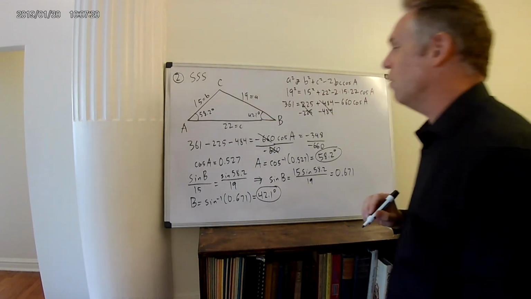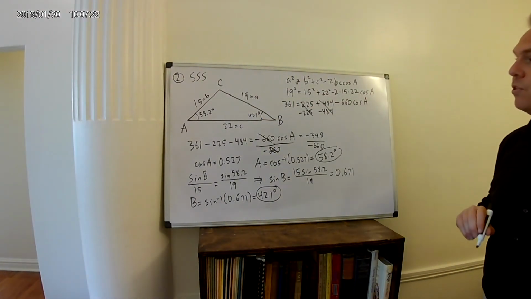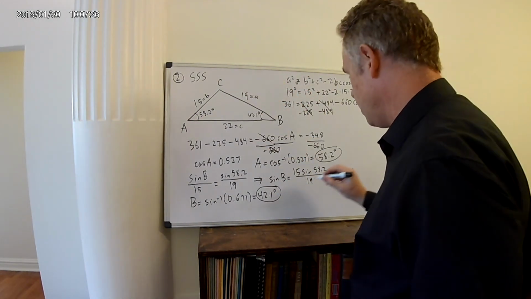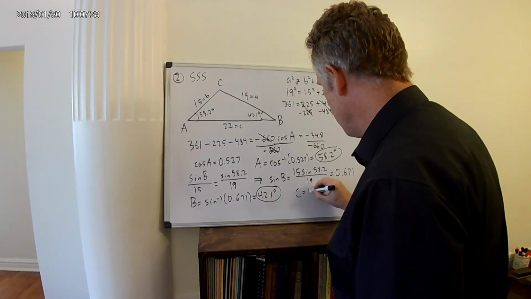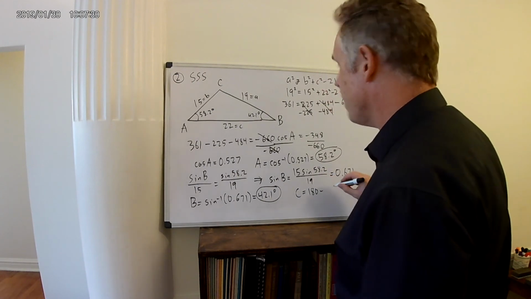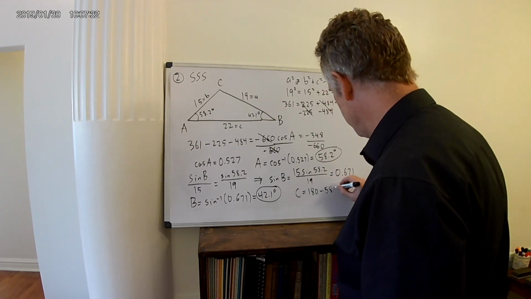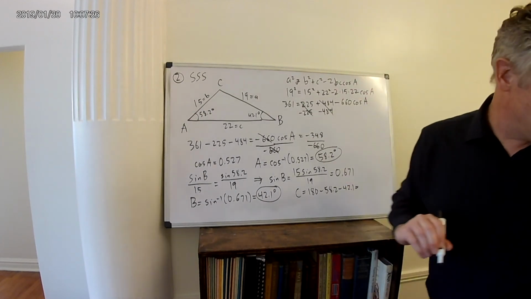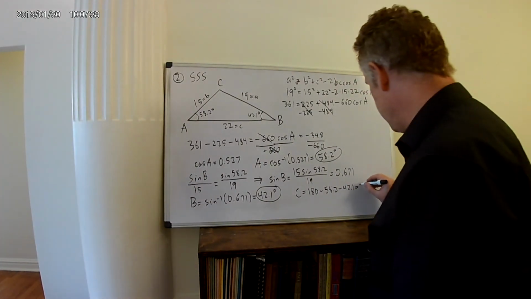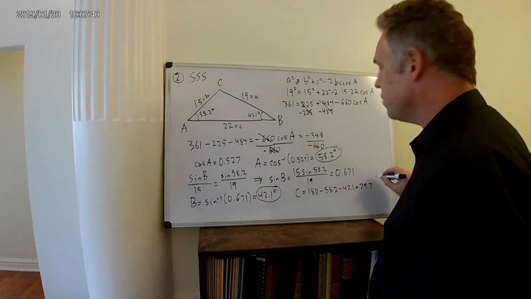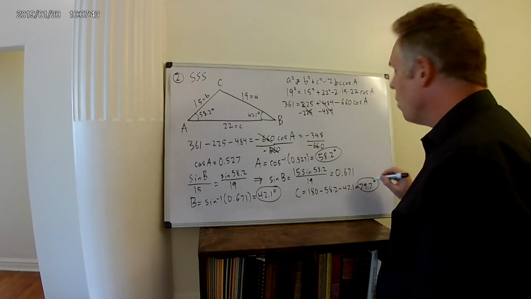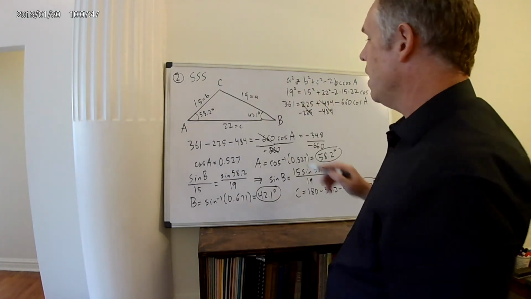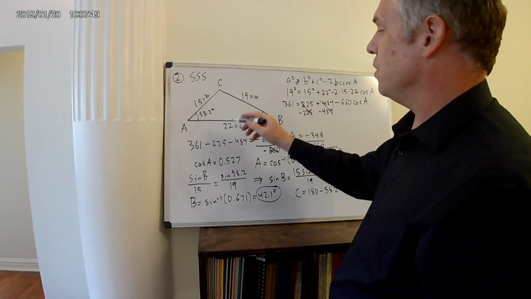And that's nice to know. And all we need now is angle C. Well, this is easy because, again, the angles add up to 180. So to get angle C, C will equal 180 minus 58.2 minus 42.1. And if you plug this in your calculator, you get 79.7 degrees for angle C, which makes sense because angle C is the biggest angle here, and therefore it must be opposite the longest side.